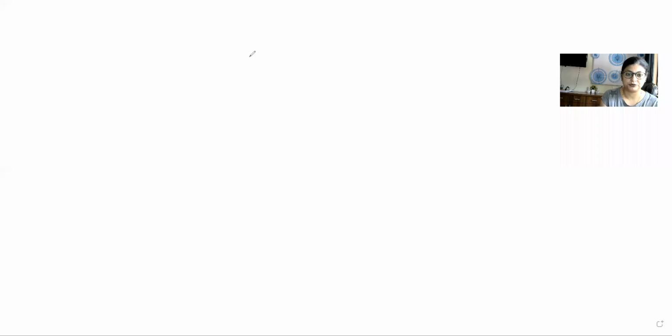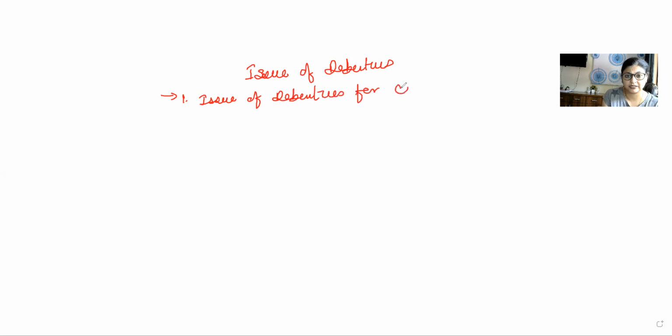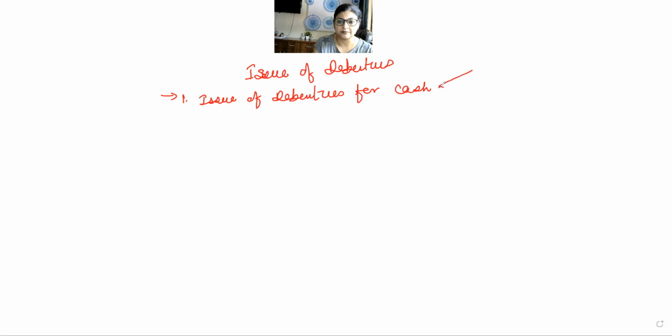So before I start the chapter, I will quickly brief you what all is going to be covered under this chapter. Let us see over here. What are we going to do? Issue of Debenture is a chapter which includes number 1, issue of debenture for cash. Now, when I say issue of debentures for cash, there can be 3 types, each one of which we will be studying in detail.